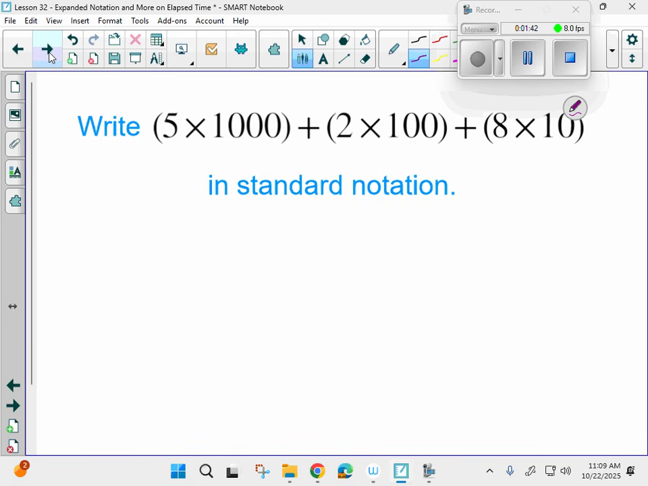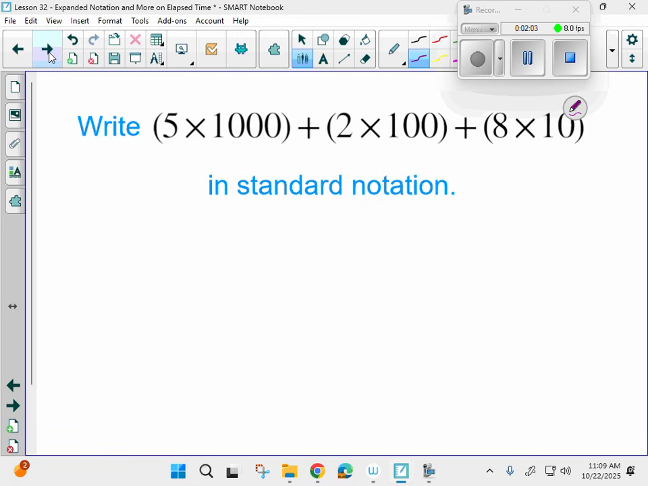Then we're going to go the other direction. Go ahead and write this down. 5 times 1,000 plus 2 times 100 plus 8 times 10. You can go straight to your answer on these, which is pretty nice.